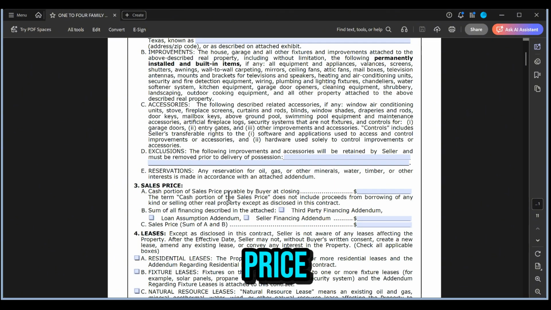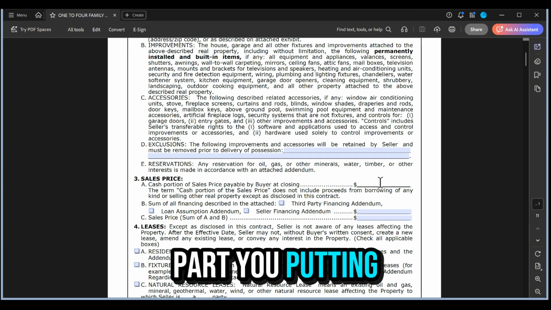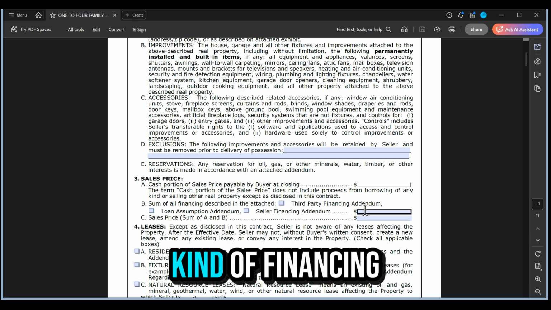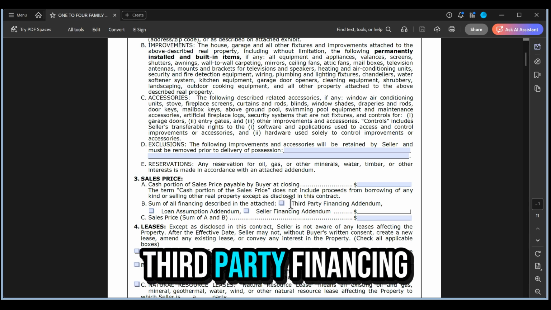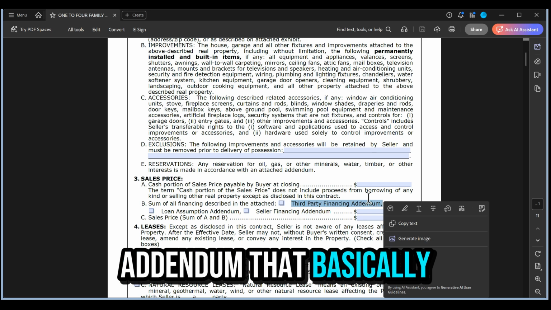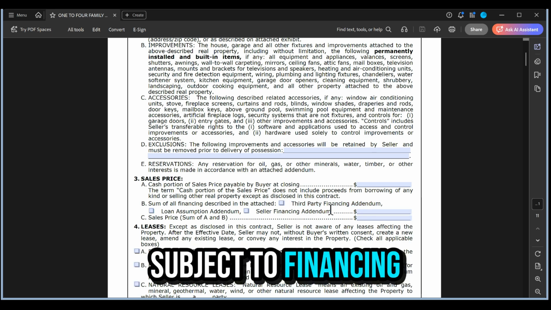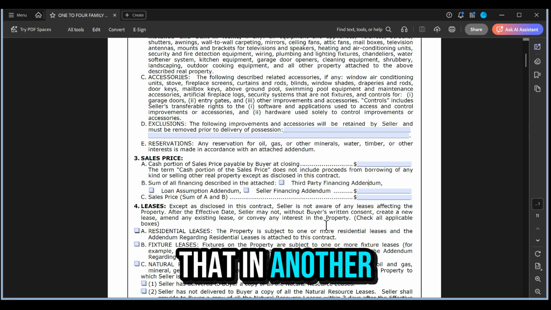Okay, so then we go to sales price. This is the easy part. What part you put in cash, and then if you're going to be using some kind of financing. Most of the time you're going to use a third-party financing addendum. That basically says this contract is subject to financing and some kind of financing terms. We'll go through that in another video.